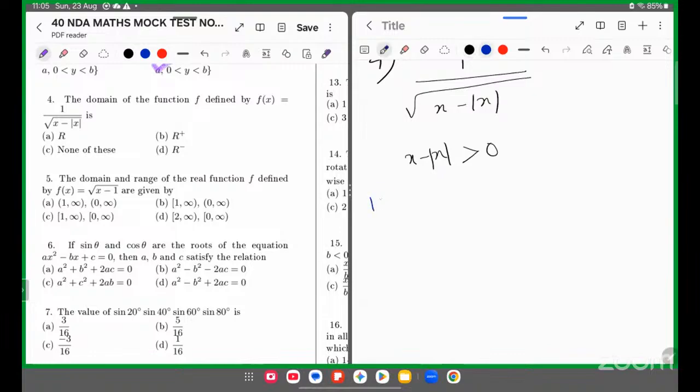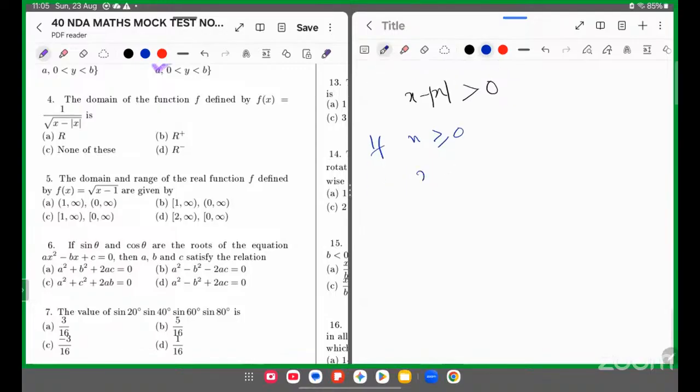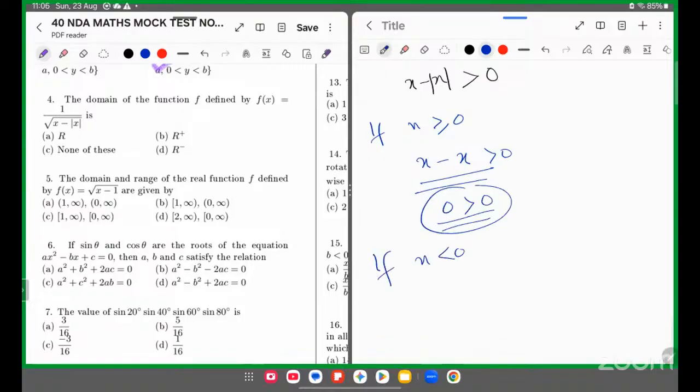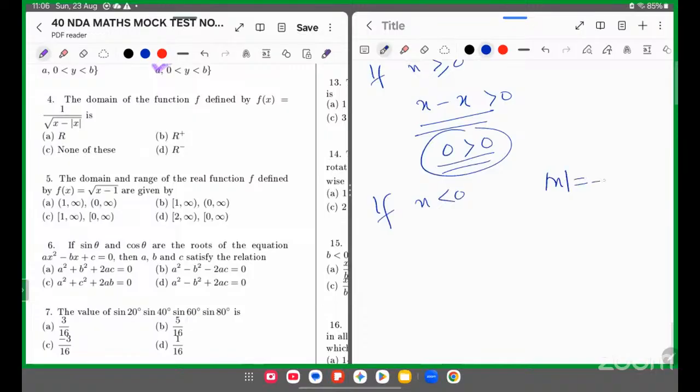So we can consider if x is greater than 0, then x minus mod x becomes x minus x, which is greater than 0. That means x minus x becomes 0 only. So 0 greater than 0 is not possible. If x is less than 0, mod x is actually minus x.